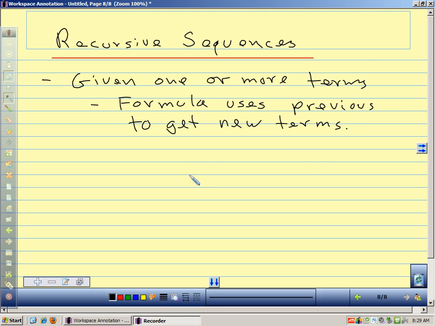So an example of a recursive sequence would be we're given a sub 1 equals 5 and a sub n equals 3 a sub n minus 1 plus 2.